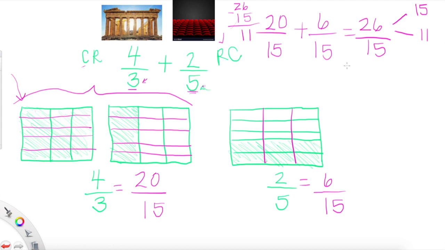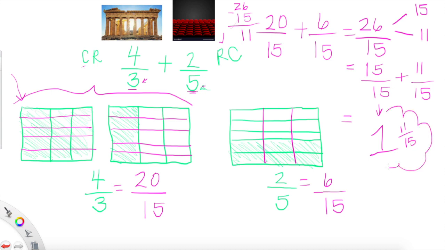So now we can, wait, why did I do that? Oh yeah, sorry, I had a moment there. So now we can rewrite 26/15 as 15/15 plus 11/15. 15/15 is equal to whole number 1. And then we have 11/15. Oh my gosh, it's just beautiful.